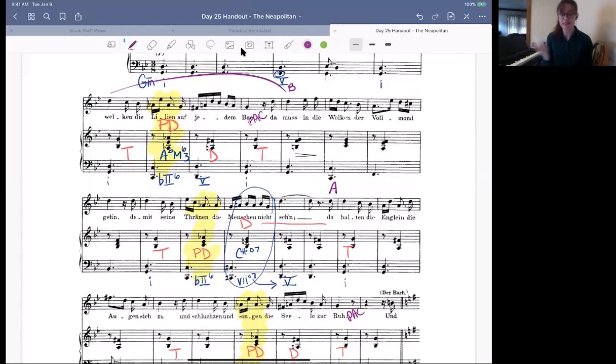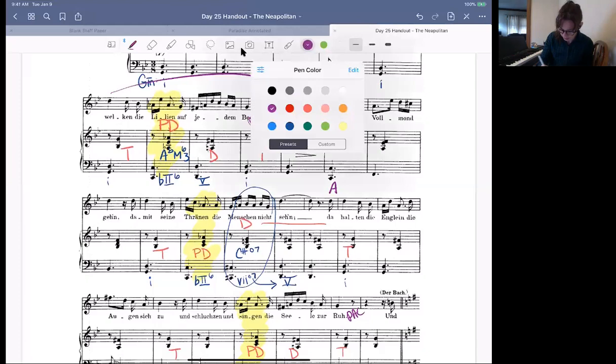I am interested in this middle section because it does some interesting stuff harmonically. It's just different, right? When we think about binary form as we studied it right before we left, a lot of times that middle section was just different than the A sections, and if rules were going to get broken, they're probably going to happen in the B section. So let's take a look.